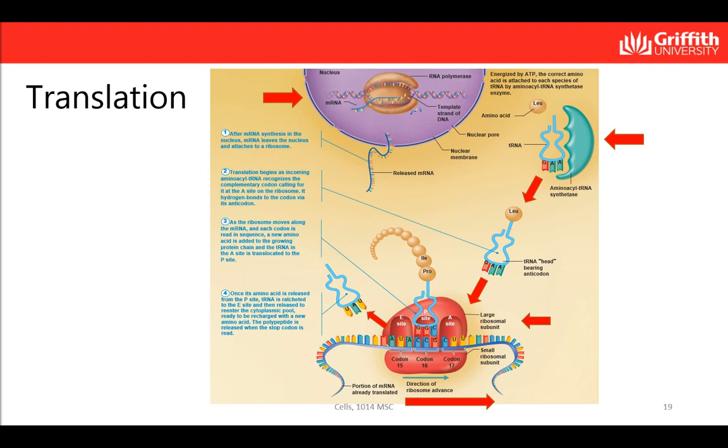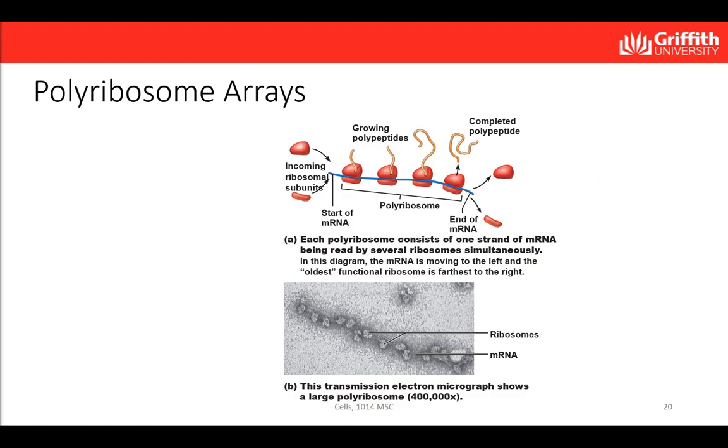This conveyor belt-like process of attaching amino acids to the polypeptide continues until the stop codon is read at the A site. Once the ribosome reaches the stop codon, it triggers the ribosomal subunits to separate, thus releasing the mRNA and the new polypeptide. A polyribosome is a complex of one mRNA being read by several ribosomes simultaneously.